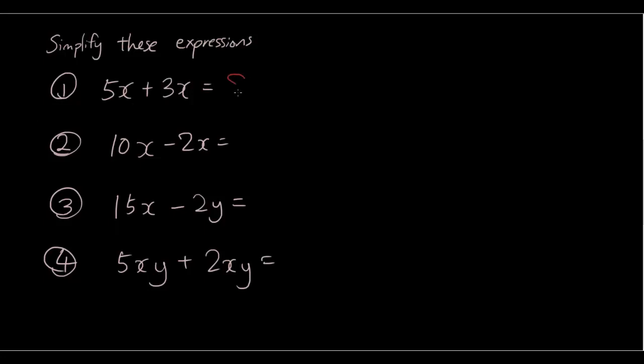So 5x plus 3x is 8x, 10x minus 2x is also 8x, 15x minus 2y, you can't do it because they're different terms. They have to be exactly the same letters for you to subtract them. 5xy plus 2xy, these variables are exactly the same. So 5xy plus 2xy is 7xy. So these are adding and subtracting.